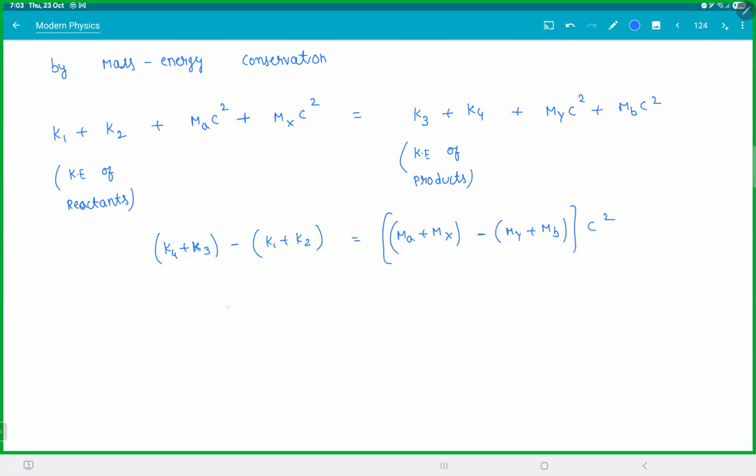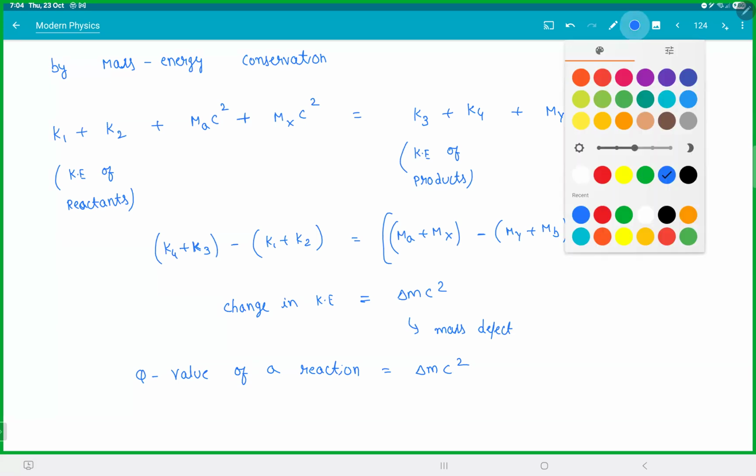You can clearly see this is nothing but change in kinetic energy. And this is nothing but mass of reactants minus mass of products, which is the mass defect. That means whenever this bombarding particle hits, some mass will be lost and that mass becomes energy. This thing is called the Q value of the reaction. It's like in a chemical reaction, we say heat released or heat absorbed in a reaction. But this is at a nuclear level. So Q value of a reaction is given by mass defect into C square.